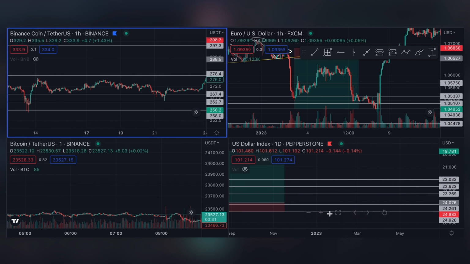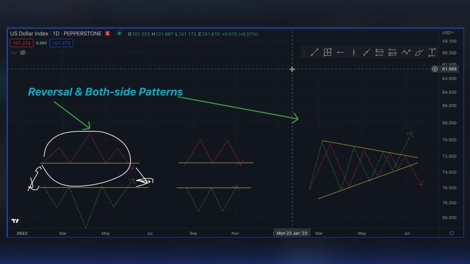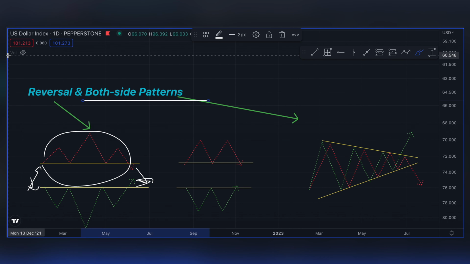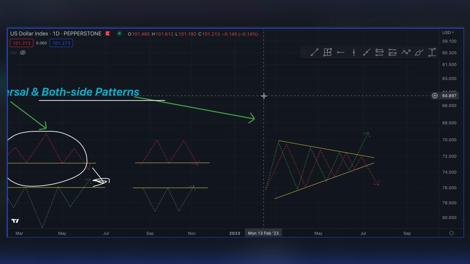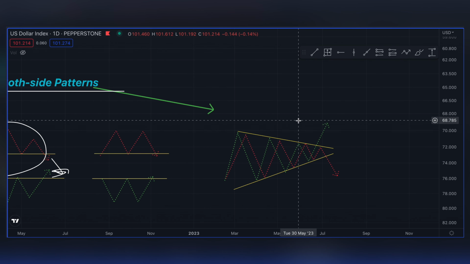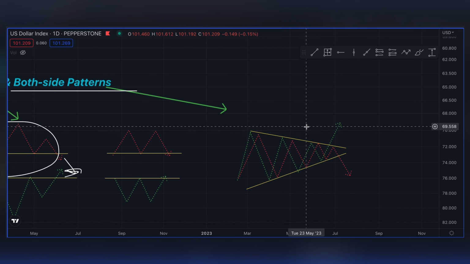So it was all about reversal patterns. Now we're going to take a look at both side patterns. Both side pattern means that when you see this one, it can be both continuation or reversal. We don't know for sure, but you have to understand why so. So the really great example of both side patterns is a symmetrical triangle.